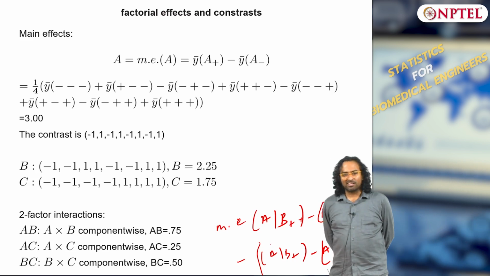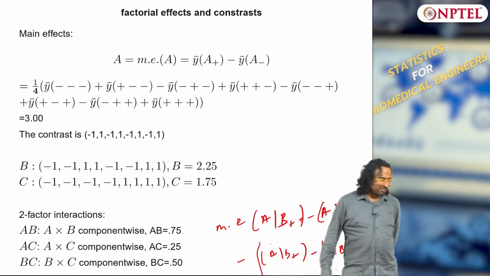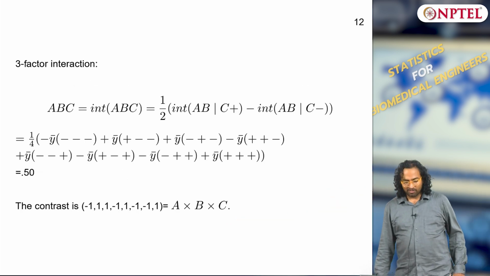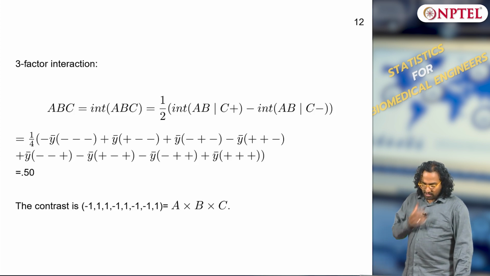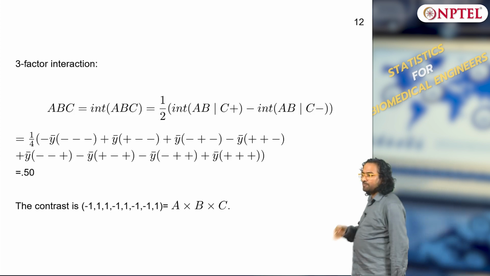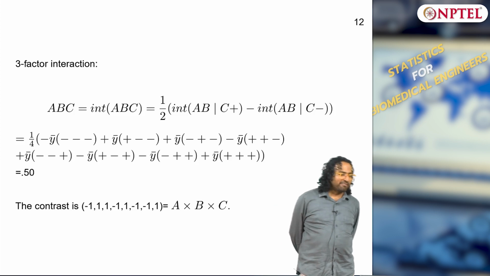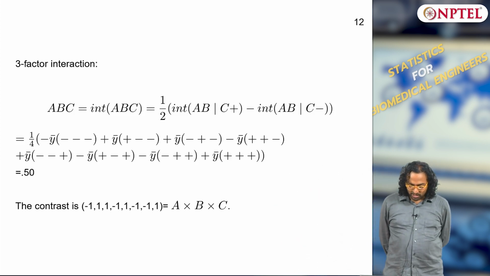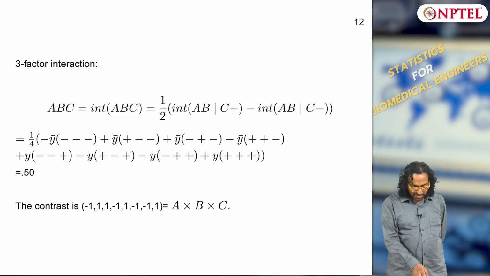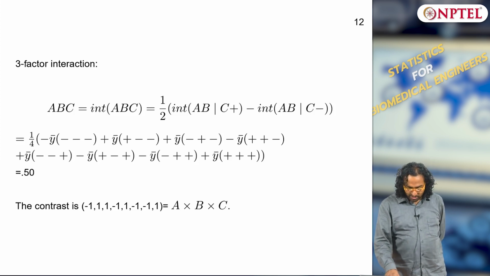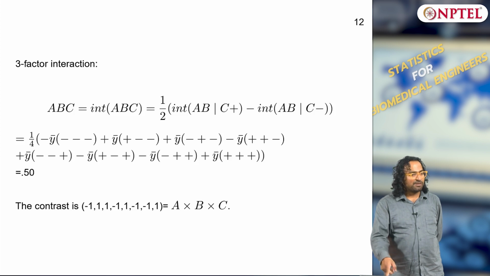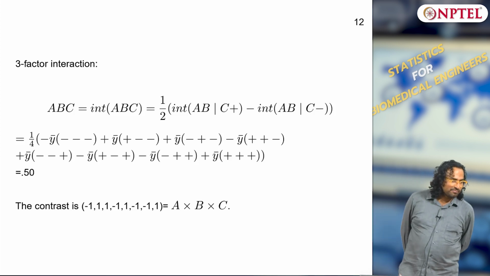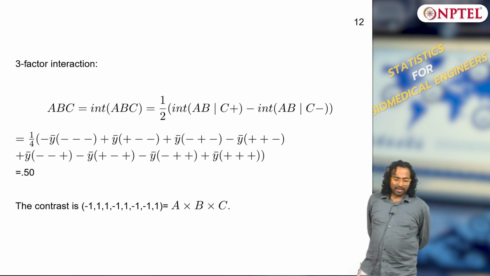So go expand on this, try getting your contrast terms for AB, BC, CA, okay. And ABC is pretty simple. I have expanded AB given C plus minus AB given C minus, okay. So we can go about and do it wherever AB is positive, and wherever AB is negative, given C plus and given C minus, clear? So that is my ABC interaction.